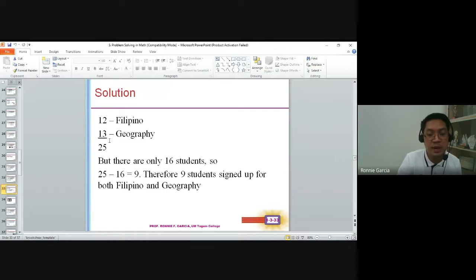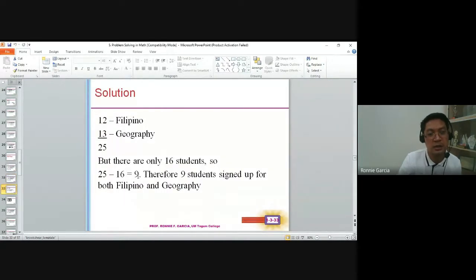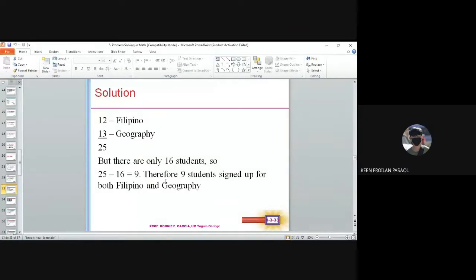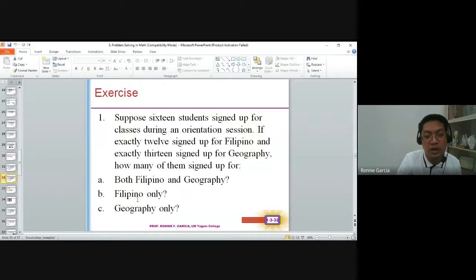And for letter C, pila ka book sa geography? 13, di ba? Ang nasa problem is 13 signed up for geography. Pero naamay katong 9 nga aligaga. Duha ka book lang apilan. 13 minus 9. 4. 4, sir. So there are only 4 students nga nag-enroll for geography only.